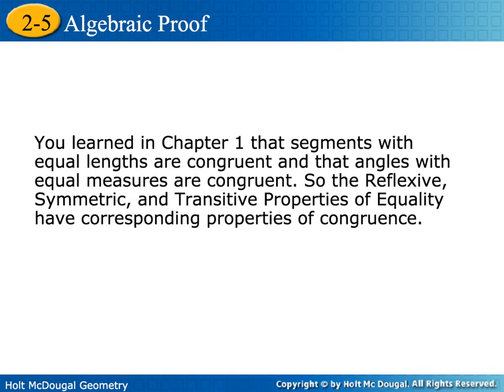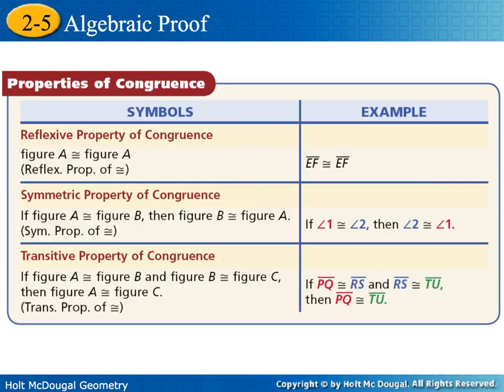So you learned in chapter 1 that segments with equal lengths are congruent and that angles with equal measures are congruent. So the reflexive, symmetric, and transitive properties of equality have corresponding properties of congruence. So same thing with our numbers, you can just add angles. So the properties of congruence, again, please write down this table. This is the same thing as we said earlier, but now we can apply these with angles and segments.